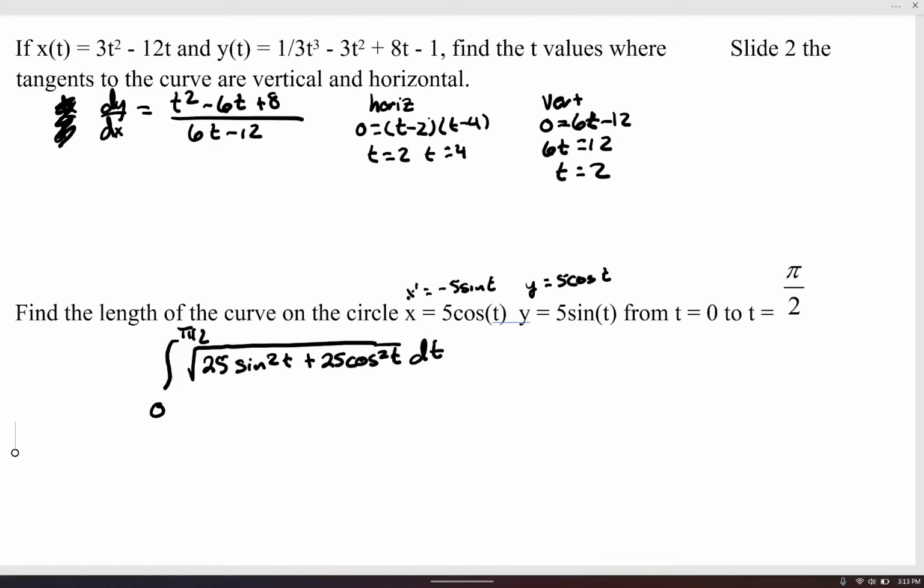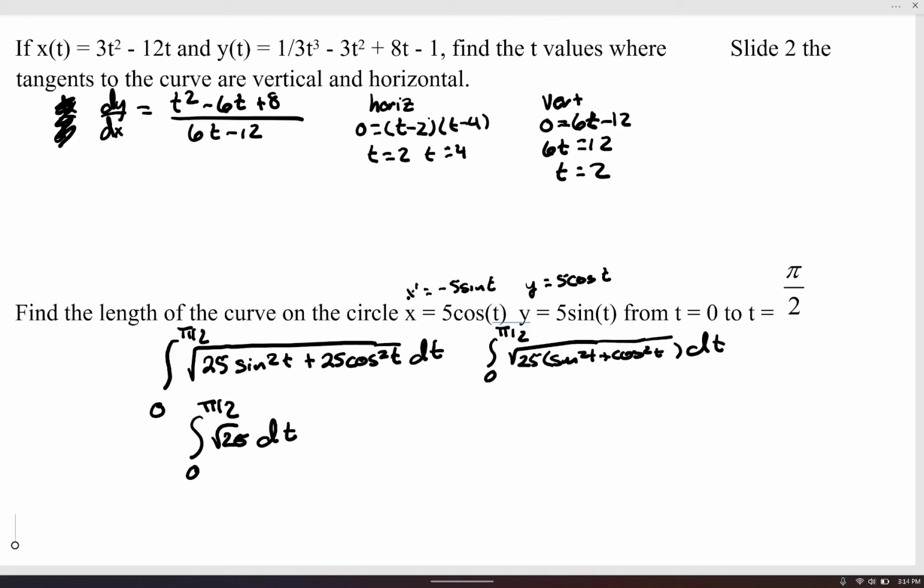Well, if we factor out a 25, we get sine squared t plus cosine squared t. So now we're doing 0 to pi over 2 of the square root of 25 dt. Well, that's 5t from 0 to pi over 2. So that's 5 pi over 2 minus 0. So it's 5 pi over 2.